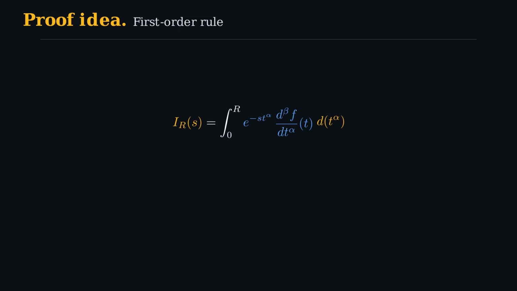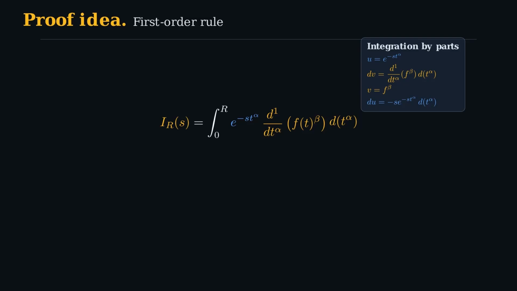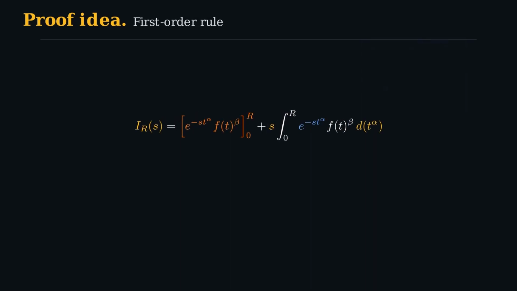Let us briefly see why this rule holds. We start with a truncated version of the transform, where the upper limit is r instead of infinity. The highlighted term is the fractal derivative. Using the definition, this term can be rewritten as an alpha scale derivative of f raised to beta. This is the key simplification. At this point, we apply integration by parts on the alpha scale. After integration by parts, two contributions appear. The first one is a boundary contribution. The second one is an integral involving f raised to beta.